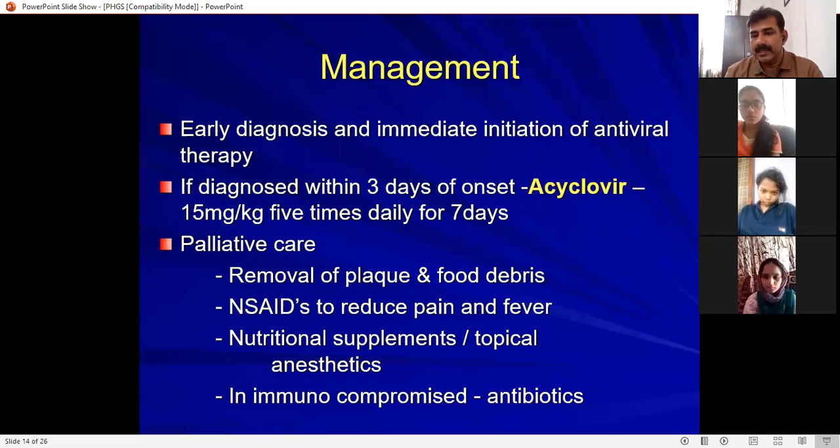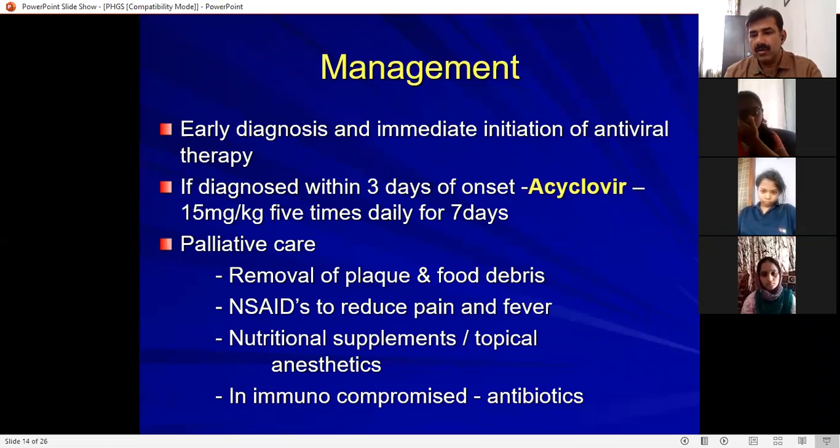Usually, this is going to be a child patient. So the dosage you are going to give is 15 milligram per kilogram body weight. And you don't give it 1, 2, 3, or 4 times. You give it 5 times daily for a period of 7 days. So this is the dosage. You should all know the dosage. Okay? Acyclovir, 15 milligram per kilogram body weight, 5 times daily for a period of 7 days.